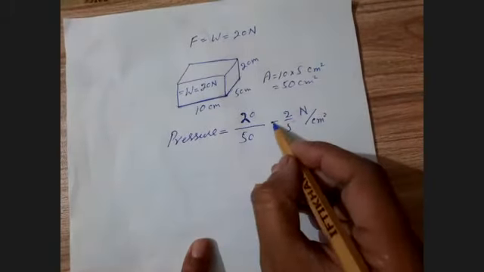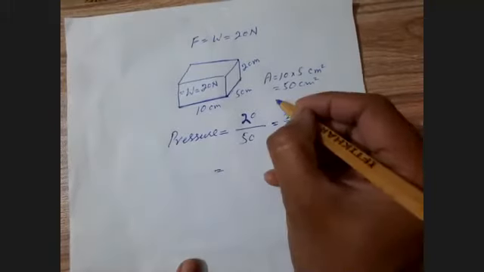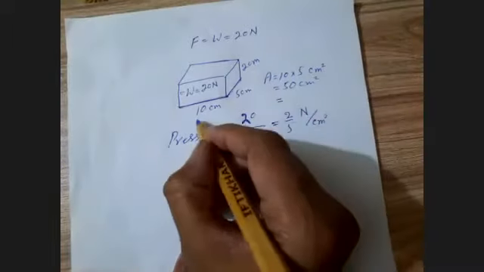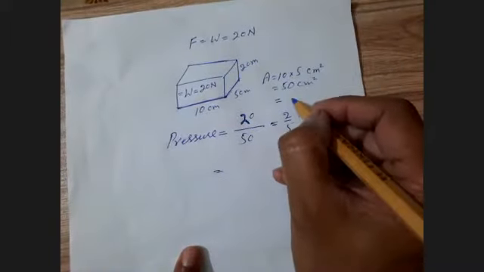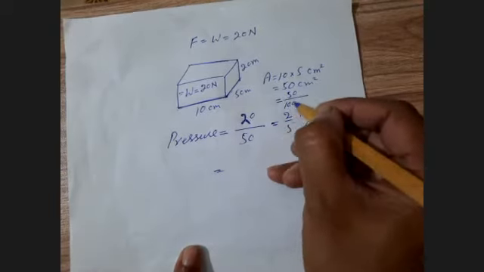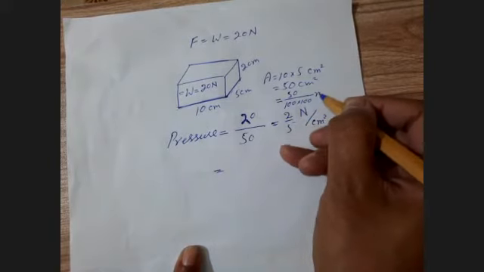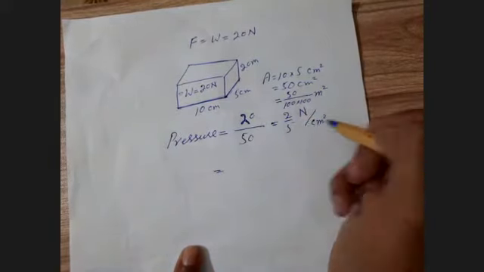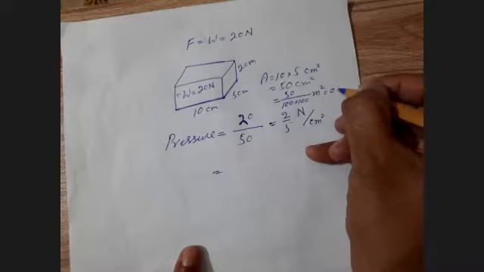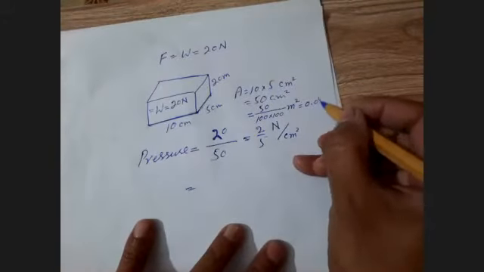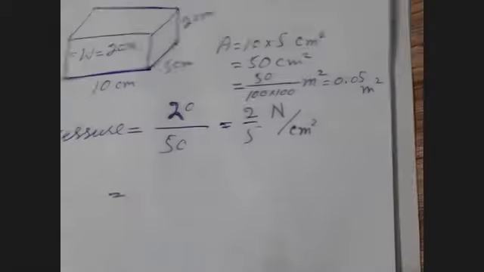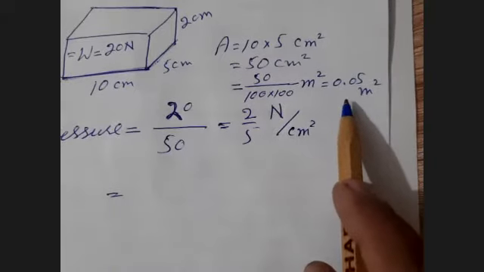To write this unit as Pascal, what we have to do is take the area in meter square. You know that if we are taking the area in meter square, then we have to convert the centimeter square into meter square by dividing 2 times by 100. So it will become meter square. So this is 0.05 meter square. Now observe it very carefully.